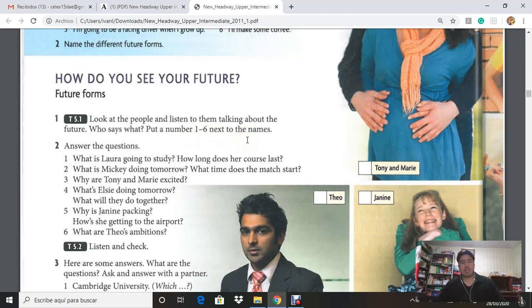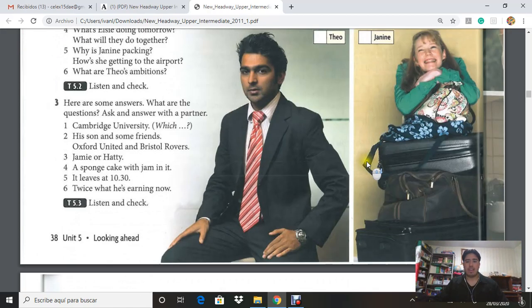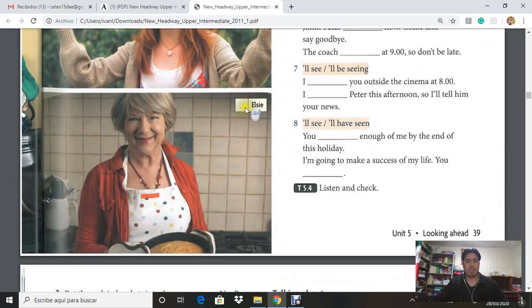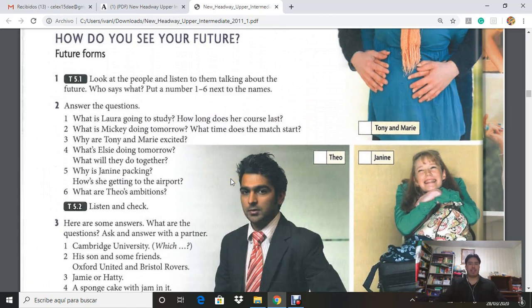In this case, lamentably, we don't have the listening tracks, but you can go to page 126 and there you can check the corresponding dialogues and identify which person each dialogue corresponds to. The possible persons are Tony and Mary, Theo, Janine. On the following page, you will have Mikey, Laura, and Elsie. So please go to that page and identify the corresponding dialogues for each of these people.